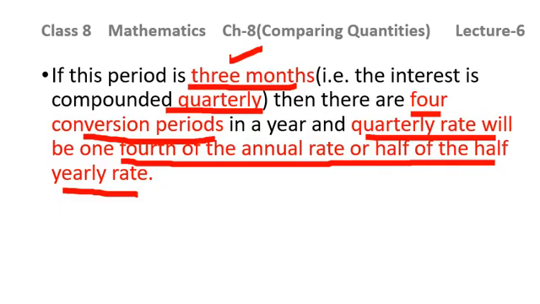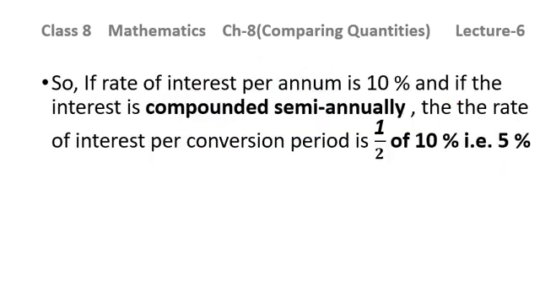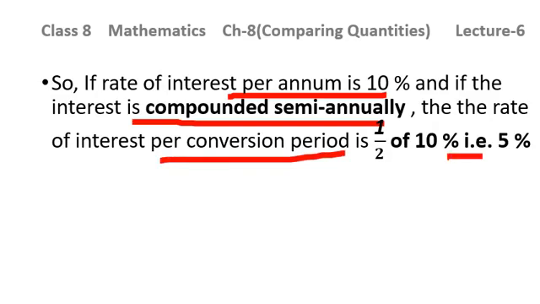So how many quarters are there? 4 quarters are there. So 4 conversion periods in a year, and the quarterly rate will be 1/4 of the annual rate, because there are 4 quarters in a year. And the half yearly rate will be half of the annual rate. So if the rate of interest per annum is 10% and the interest is compounded semi-annually or half yearly, then the rate per conversion period will be half. That will be 5%. Is it clear?